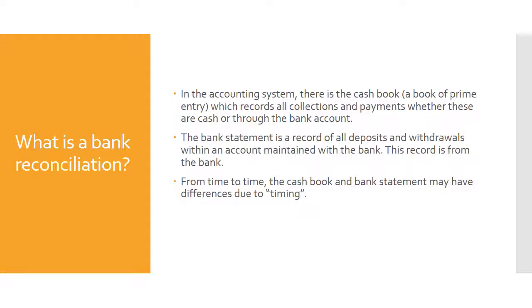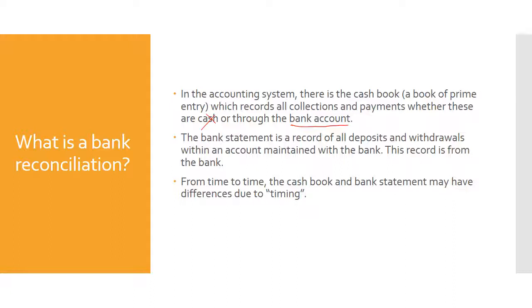Basically, a bank reconciliation comes about for certain reasons. Let me explain to you the background. In the accounting system, there is the cash book, which is a book of prior entry. This cash book records all collections and payments within the business, whether in the form of cash or done through the bank accounts. For our purpose, you are more interested in those that go through the bank account rather than those in the form of cash. Those are not too relevant for our discussion in this video.